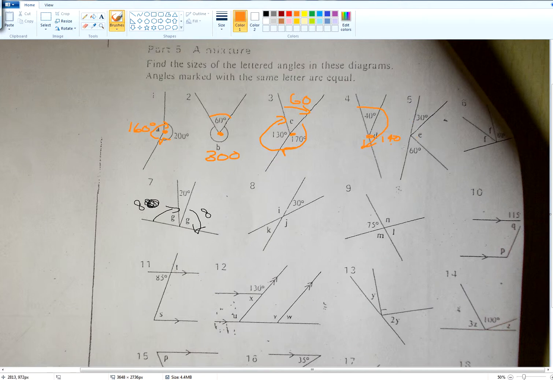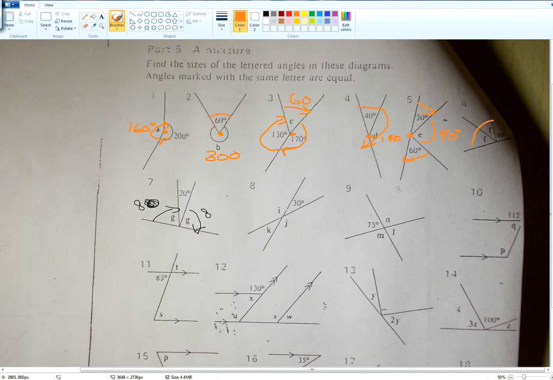140 because angles on a straight line is equal to 180. Angles on a straight line here, here's your point, here's 30 and that's 60, that's 90. What's left over in the middle? 90. 80 add f is 80, 100 is 180. So what's 100 minus 80? 20.